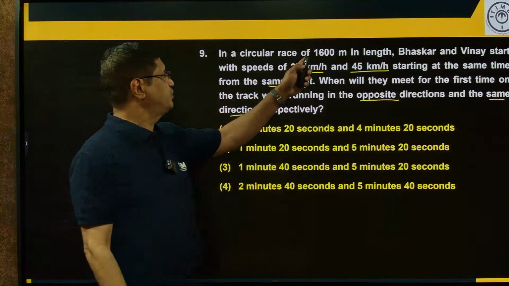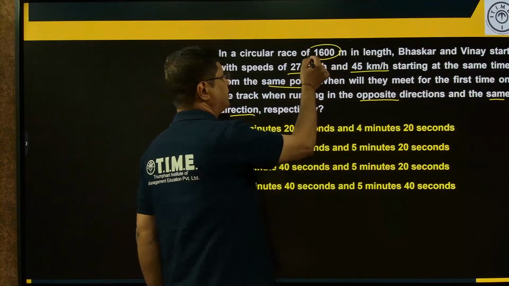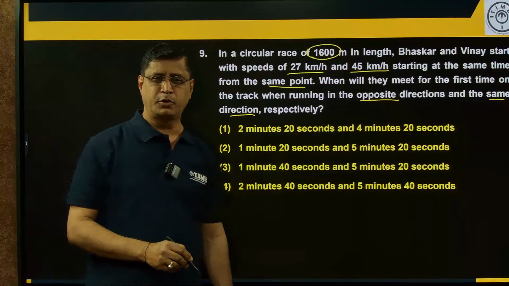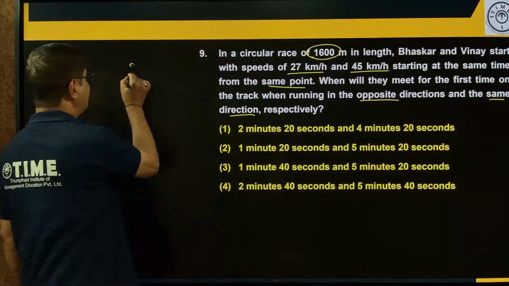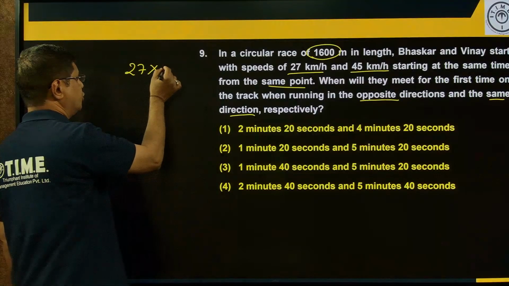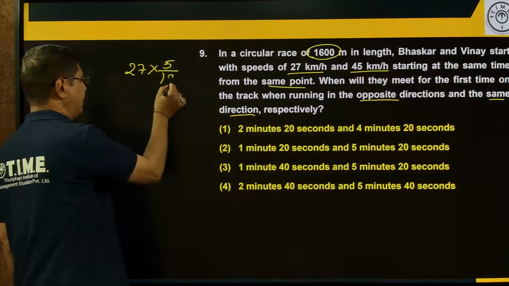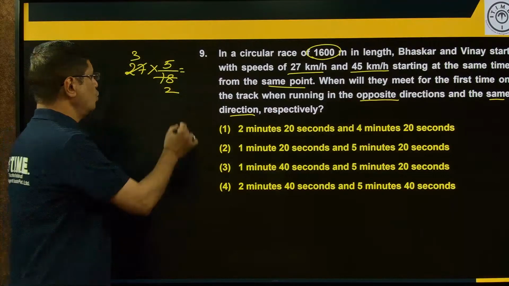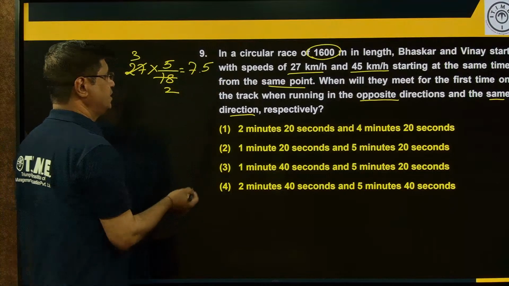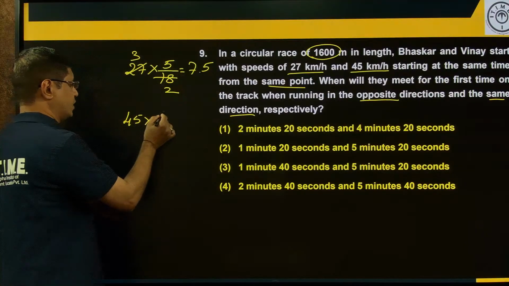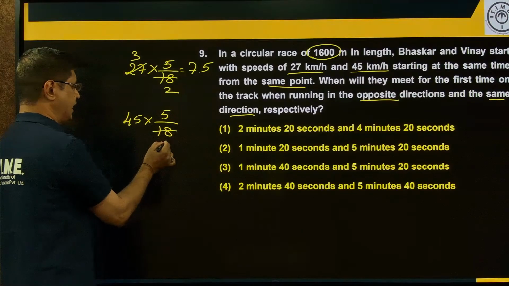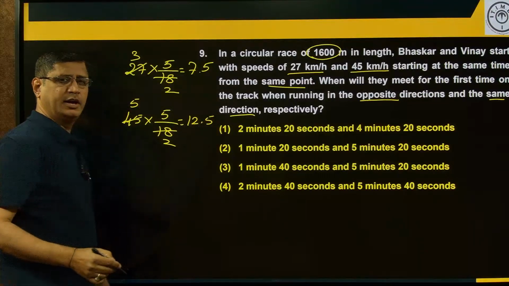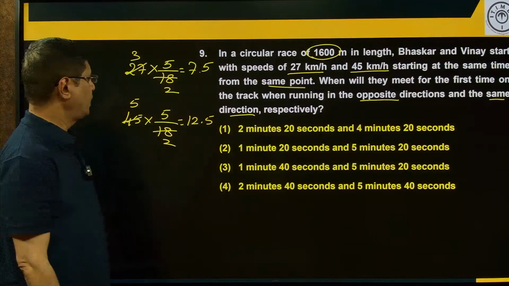Dear students, just observe the length of the circular track. It is given in meters, but the speeds are given in kilometer per hour. First, convert the values from kilometer per hour to meter per second. 27 kilometer per hour, change it to meter per second means multiply with 5 by 18, 9 2 times and 3 times. 15 by 2, that is 7.5 meter per second. Similarly, 45 kilometer per hour, multiply with 5 by 18, 9 2 times, 9 5 times. Solving this, 25 by 2, that is 12.5.